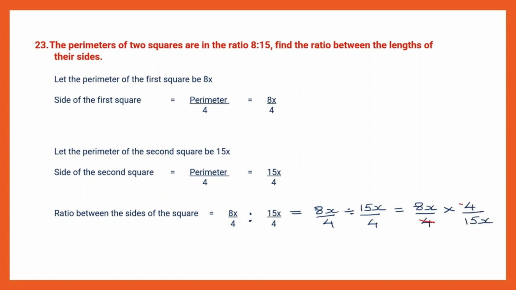Now here, let's see what we can cancel. We can cancel 4 and 4. We can cancel x and x. Now what do we have in the numerator? We have 8 in the numerator and 15 in the denominator. So the fraction that we have is 8 by 15. And if you have to change it to a ratio, it becomes 8:15. So this is the answer. So what was the question? The question is find the ratio between the lengths of their sides. The ratio between the lengths of the sides of the square is 8:15.